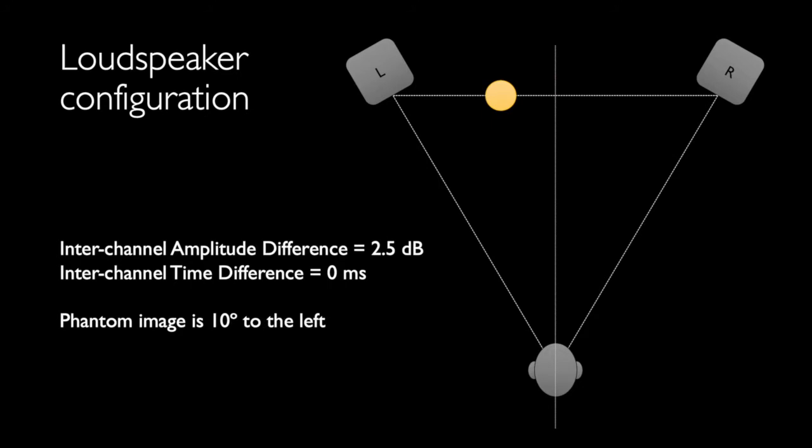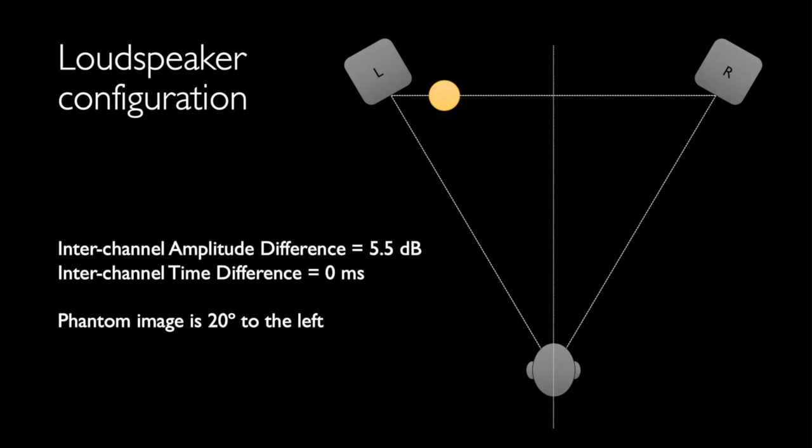Interchannel amplitude panning, 10 degrees left. The left channel is 2.5 decibels louder than the right channel, and the interchannel time difference is 0. The image should appear to be positioned 10 degrees to the left of center, or 1/3 of the distance from the center to the left loudspeaker.